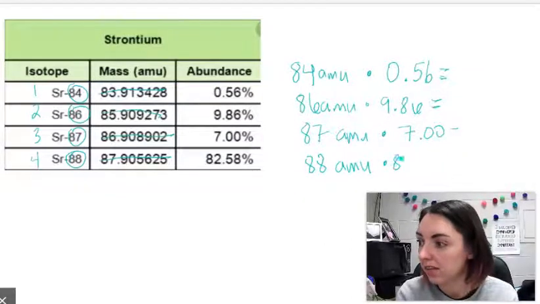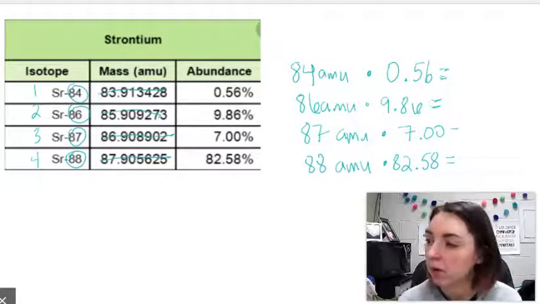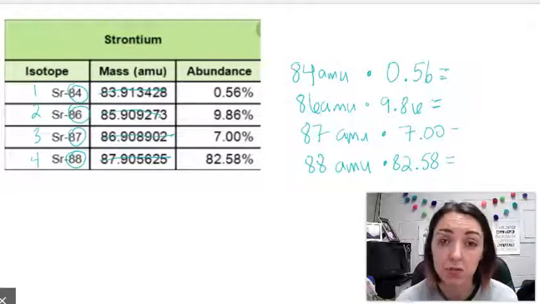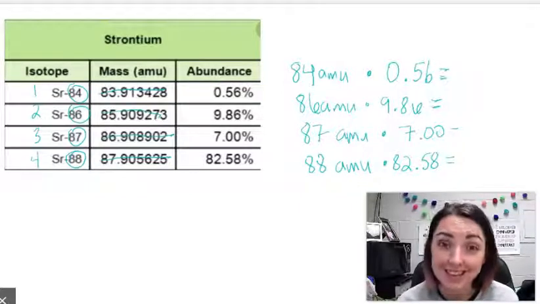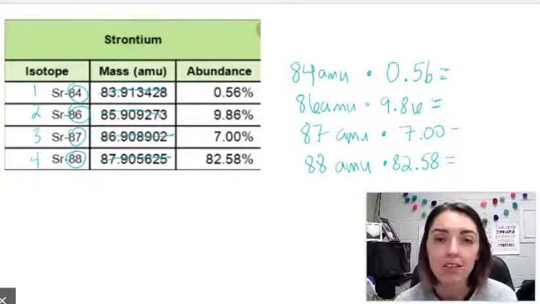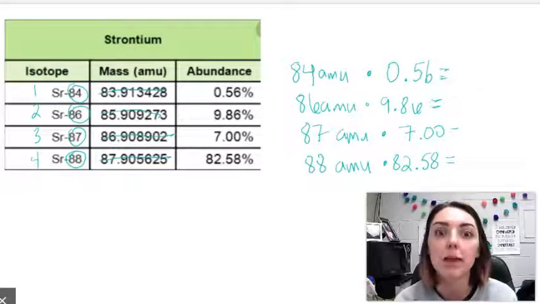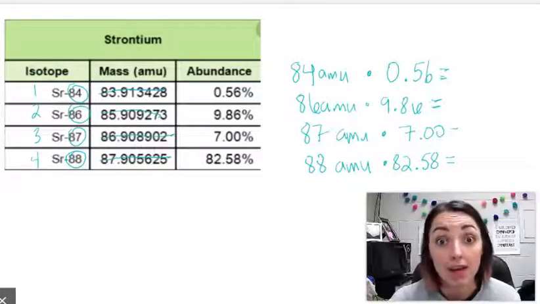Times, and then we can see it's mostly 88. If I was just looking at these numbers and hadn't done my calculation yet, I would think my final answer is going to be really close to 88 AMUs because 82% of the sample is 88 AMUs. But my other 3 isotopes are less than 88, so my final answer is going to be close to 88 AMUs, but a little bit smaller than that. So let's throw that in our calculator.